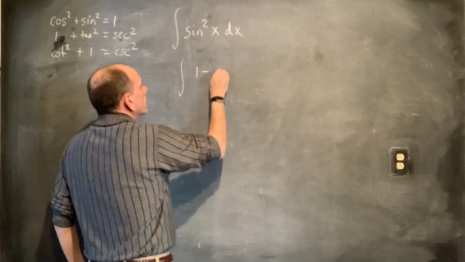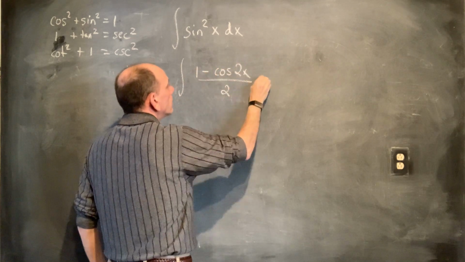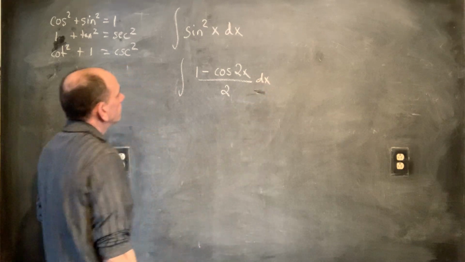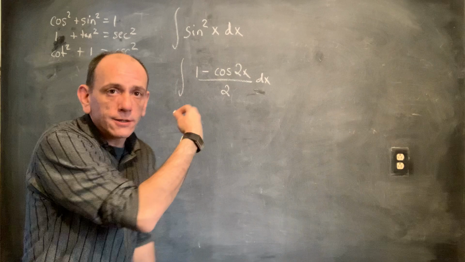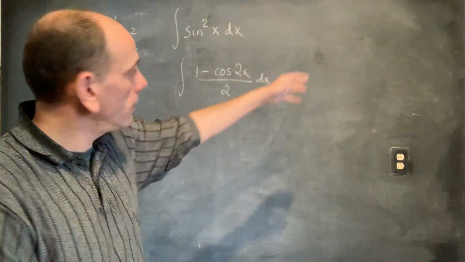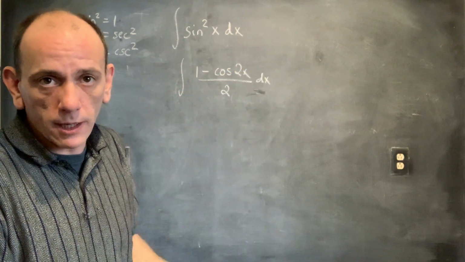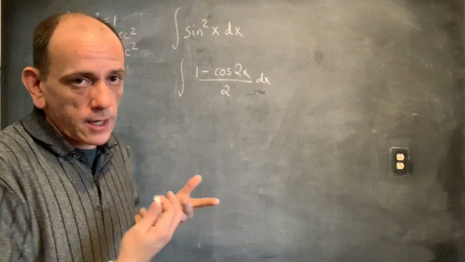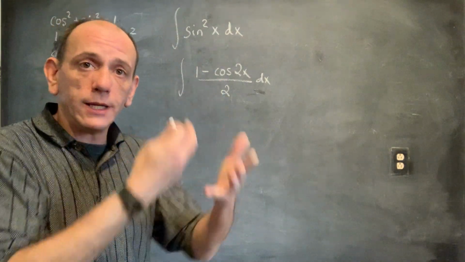So 1 minus the cosine of 2x over 2 dx, right? Now, if it was sine to the fourth, then I'd have sine squared squared, and I just have this object squared up. I just have to distribute stuff out and split it. So it's the same strategy. We just have more algebra to do if it's higher even powers.